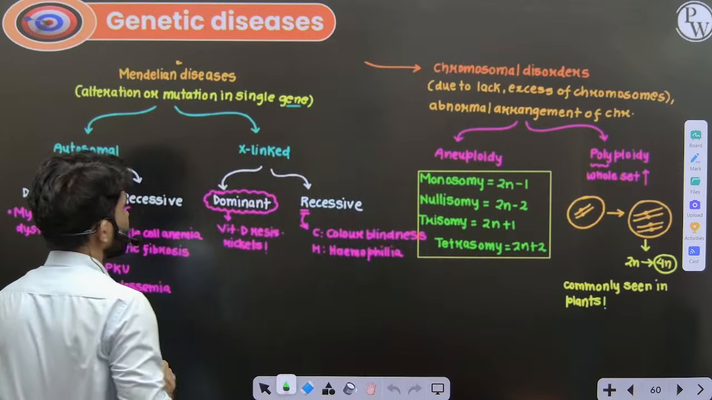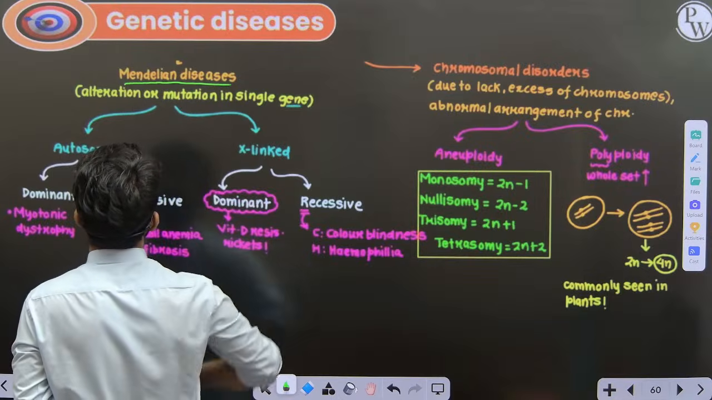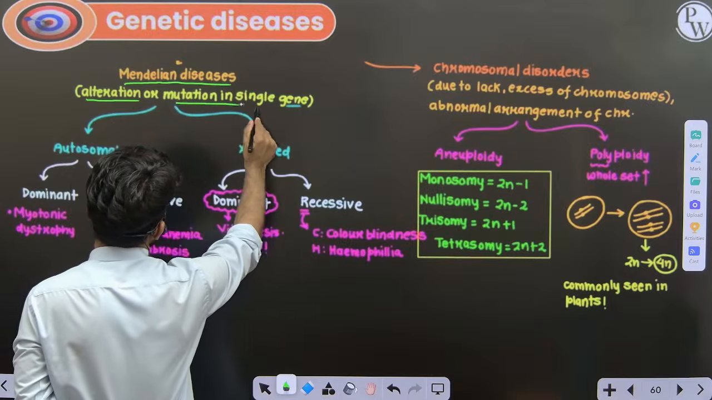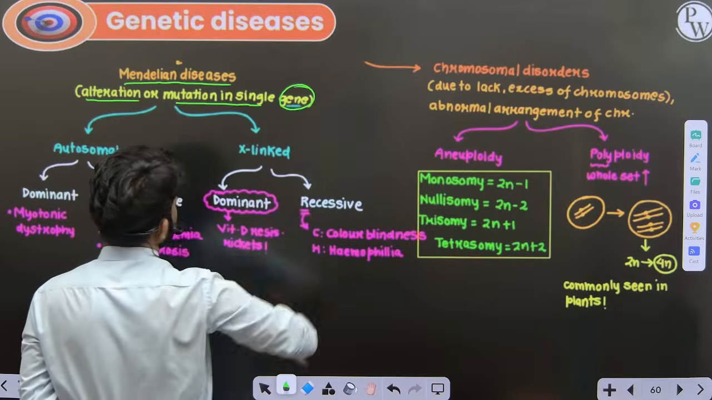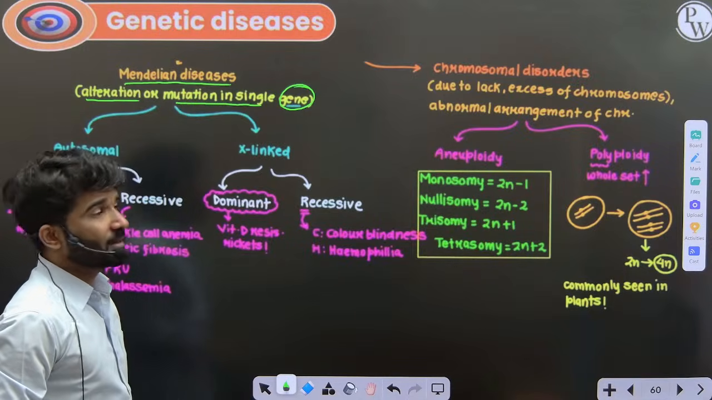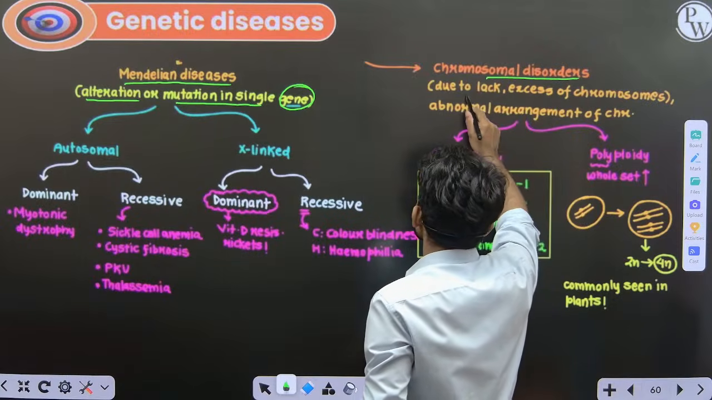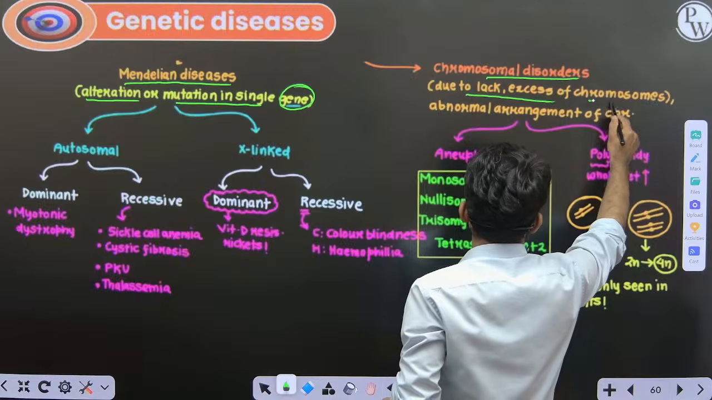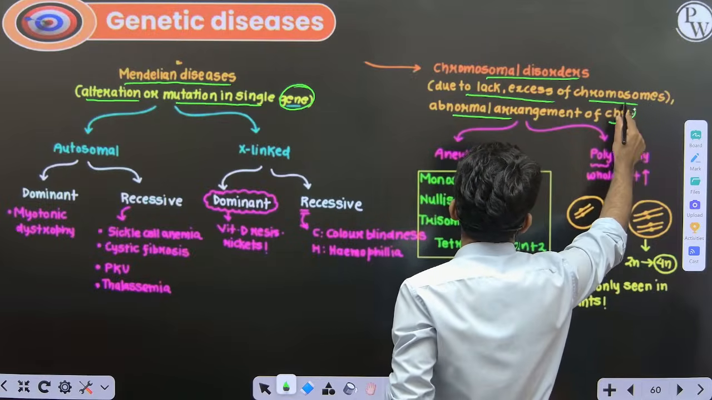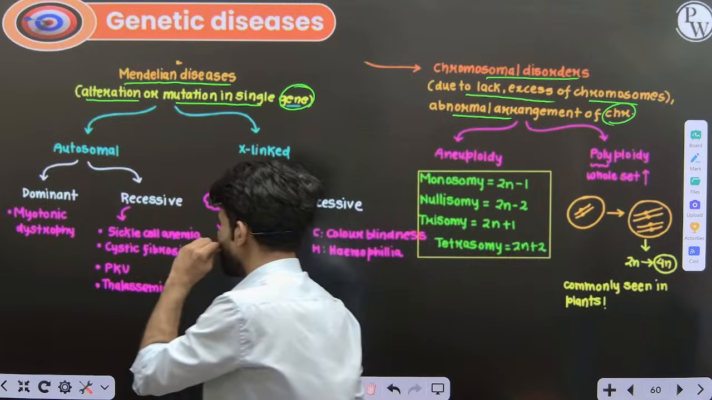See, these are the different types of genetic disorders. One is called Mendelian disorder. Here there is an alteration or a mutation in a single gene. If any single gene is mutated, that causes a Mendelian disorder. Chromosomal aberration is due to an increase or decrease in the number of chromosomes, which leads to abnormal arrangement of chromosomes. Those are called chromosomal disorders.